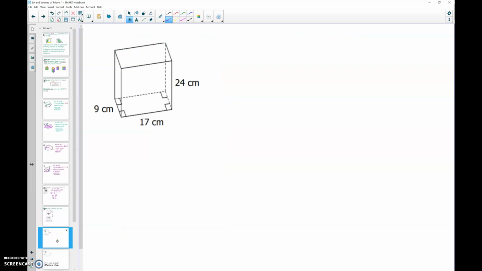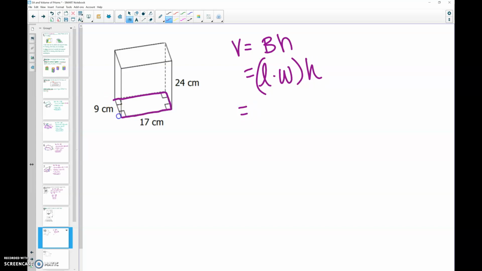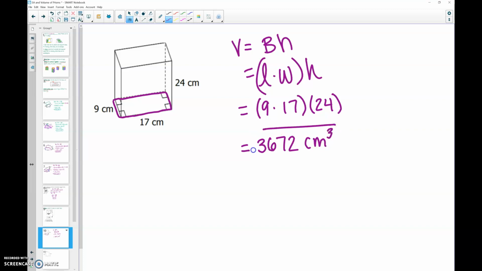So in a rectangular prism, these are the easy ones, because if we're sticking with our formula, volume equals the area of the base times the height, this really turns into length times width times height. And again, it kind of doesn't matter in a rectangular prism which rectangle you choose as the base. So when I plug in my 3 dimensions, I got 9 times 17 times 24 for 3,672. And volume is measured in units cubed. So my final answer will be centimeters cubed for this one.